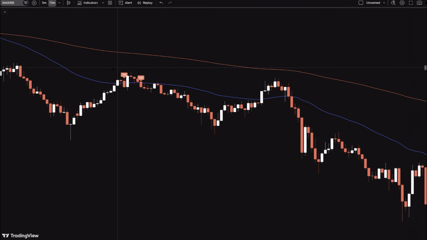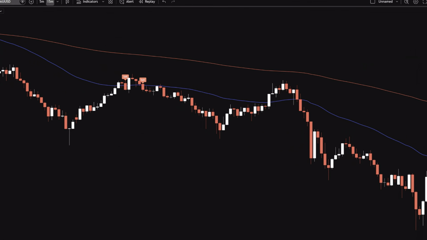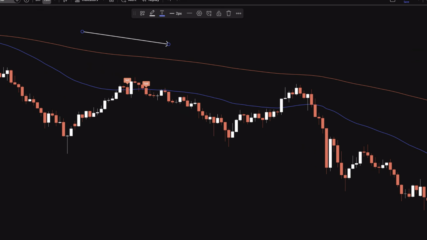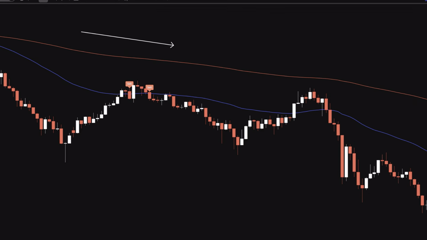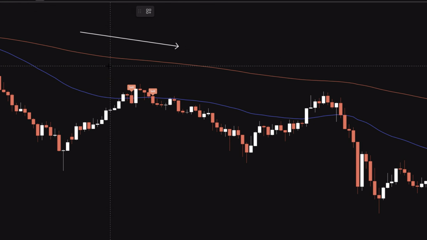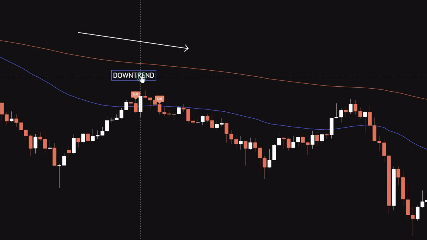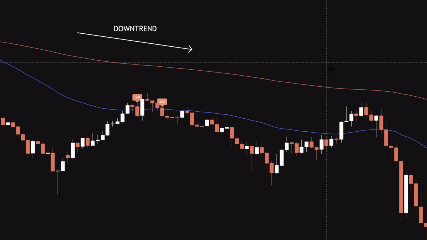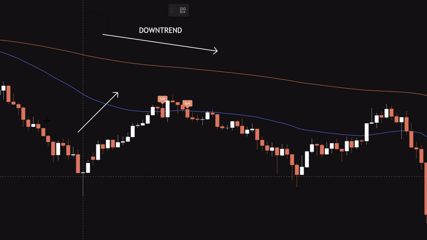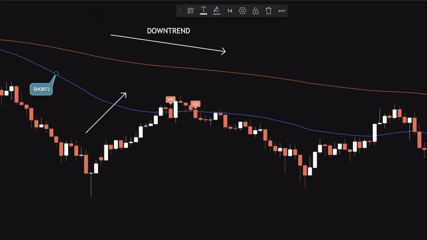When price is living below both of those lines, the trend is down. That's not an option. That's not an opinion. That's the market making a statement. Now here's where it gets interesting. In a downtrend, price doesn't just fall in a straight line. It rests, it pulls back, it moves above the short-term EMA temporarily. And that's the trap most retail traders fall into.